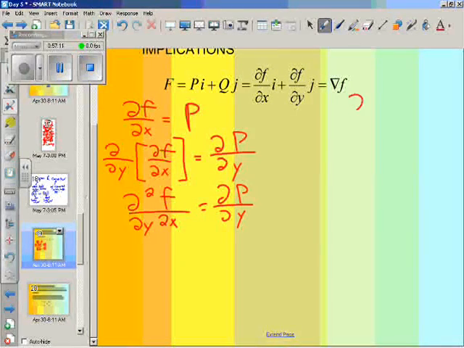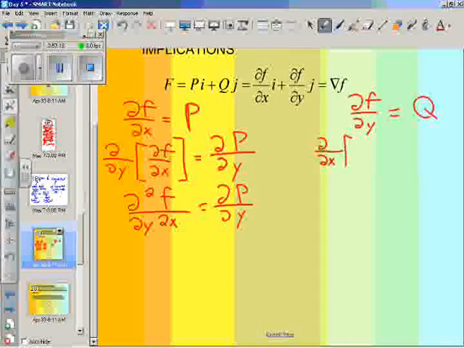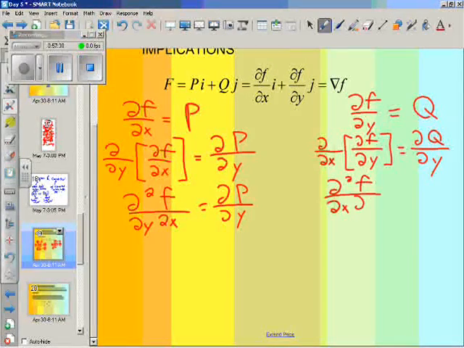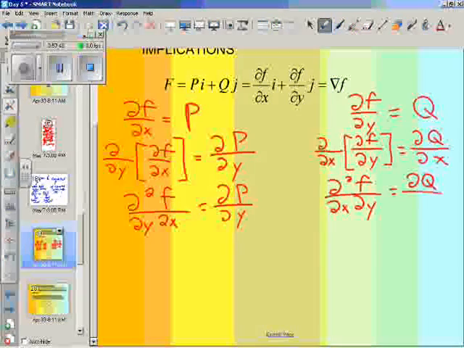And likewise, we also know that df/dy equals Q. So if we want to take the derivative of this, now with respect to x, well, that's just going to be the derivative of Q with respect to x. And so we're going to have the second derivative of f with respect to x, and then with respect to y, it's going to be equal to dQ/dx. So we took the derivative with respect to x. So this is going to be dQ/dx.